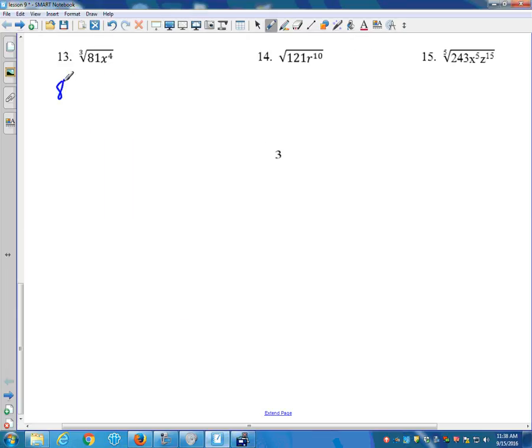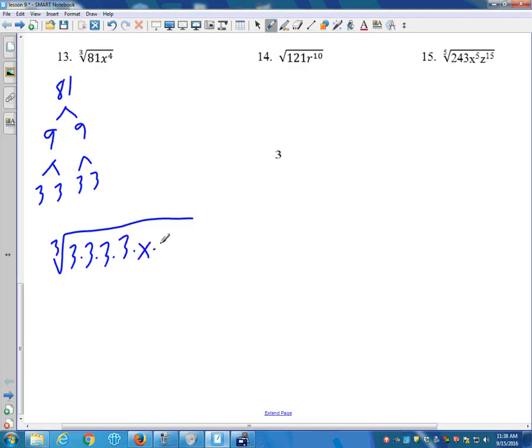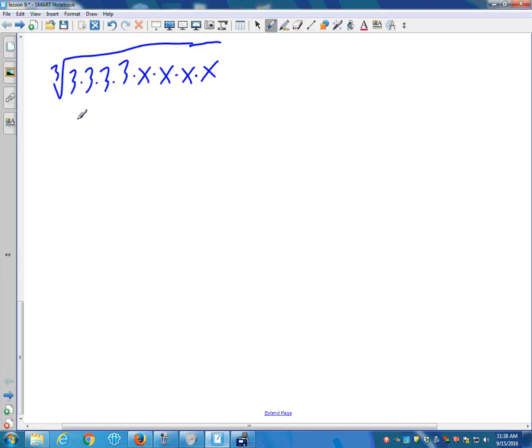And we're going to say 81 is 9 times 9. 9 is 3 times 3. And so when I break this down, it's 3 times 3 times 3 times 3 times x times x times x times x. And this is the only one like this today. What is 3 times 3 times 3? What's the cubed root of 27?